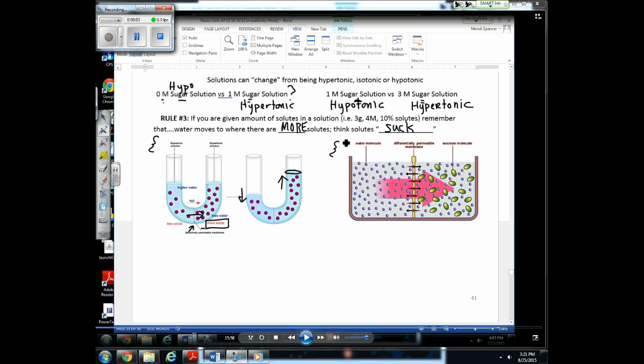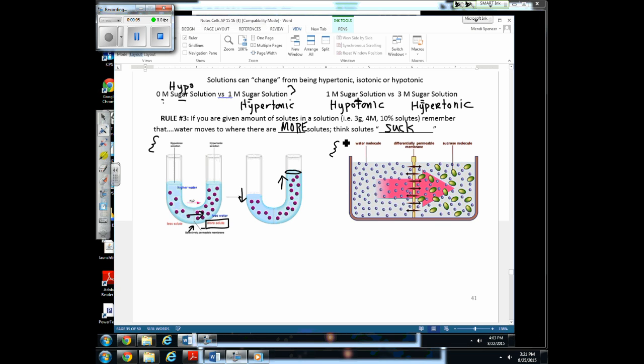In this diagram, you can see that we have two solutions in some kind of container, and those solutions are separated by a semi-permeable membrane. And you can see that there's more sucrose molecules dissolved in the solution on side B. So let's call this side A and side B. And so you can apply the rule that solutes suck. There's more solutes on side B compared to A. So water is going to move from side A to side B. And so there's going to be a net movement of water molecules from A to B.